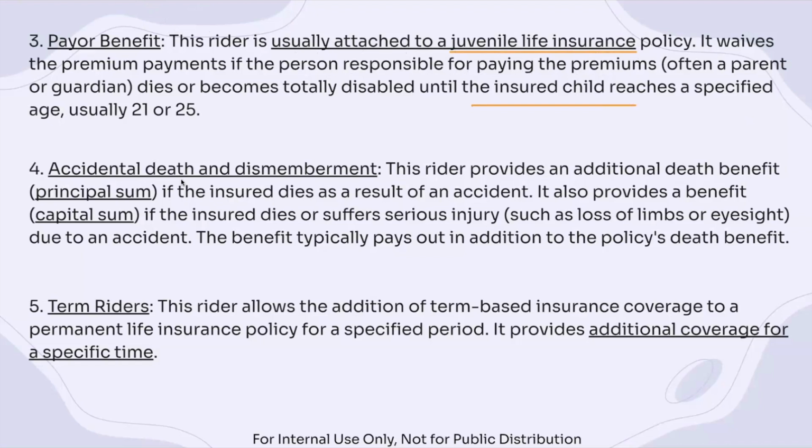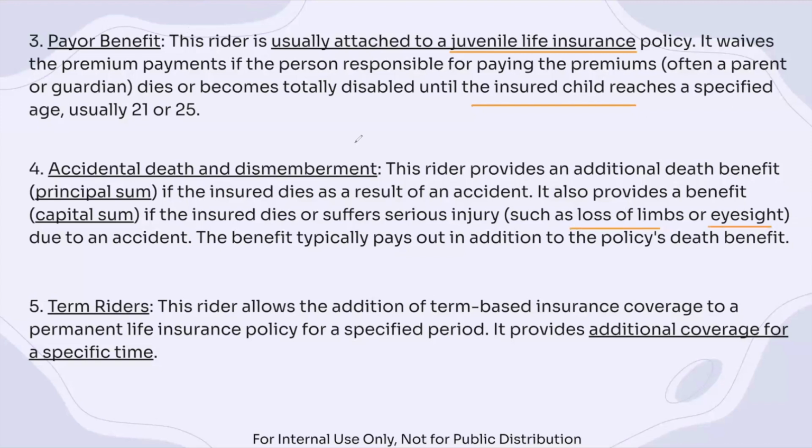We also have our accidental death and dismemberment riders. This rider provides an additional death benefit if the insured dies as a result of an accident. That is also called a principal sum. If there is a serious injury, like a dismemberment, then this rider also provides benefits, and that's called a capital sum. A dismemberment would be like a loss of limbs or eyesight.